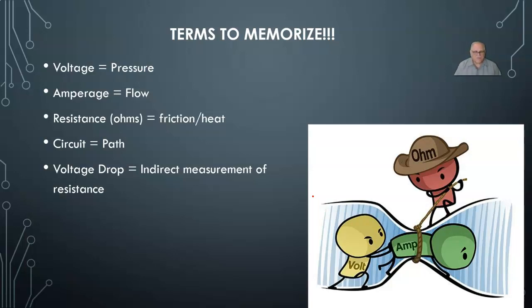And the last term is a voltage drop. This is where you're going to live when you're doing most of your diagnosis, looking at voltage drops. So you won't be using the ohm meter very often. You won't be using the amp meter very often. So don't misunderstand me, you will still use those. But the voltmeter is actually the much better one to use. So a voltage drop is an indirect measurement of resistance. A large voltage drop is going to indicate a large resistance, a small voltage drop, a small resistance.